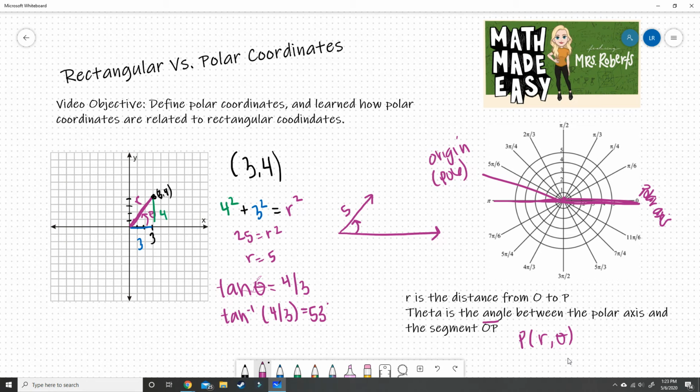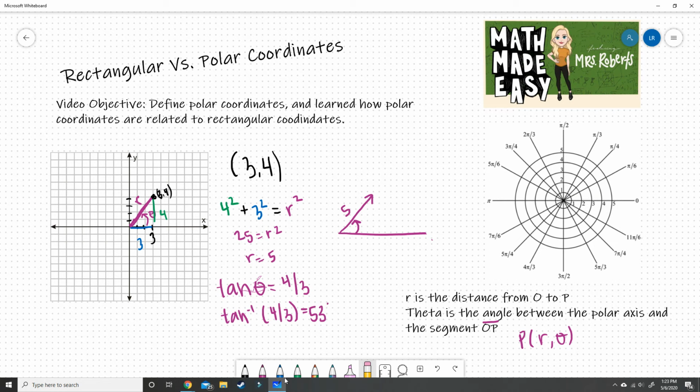So this is what we've learned. We know a lot about the rectangular coordinate system. The polar system has kind of a funky little graph. r is the distance from O to the point, and theta is the angle from the polar axis to the segment. Now let's look a little bit closer at this graph before we start working through some examples.